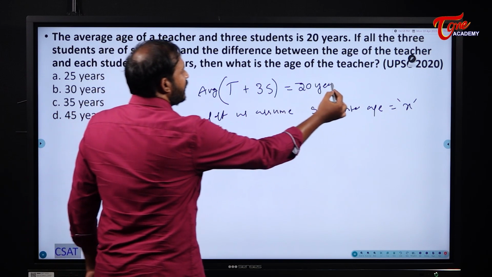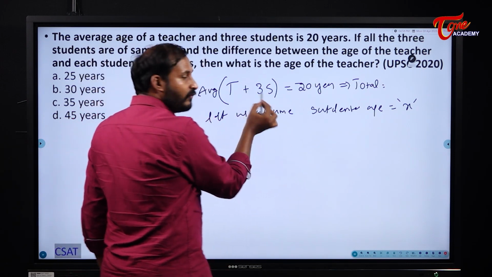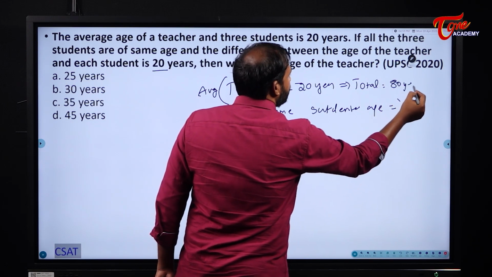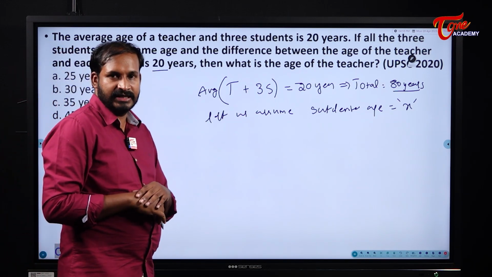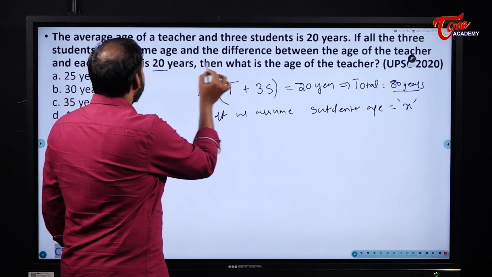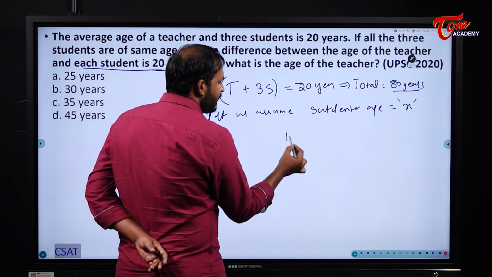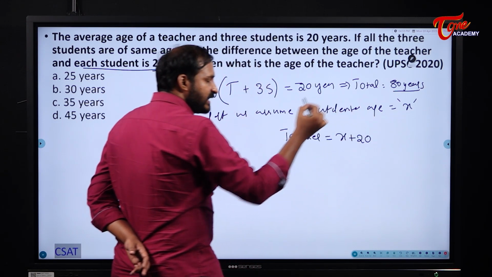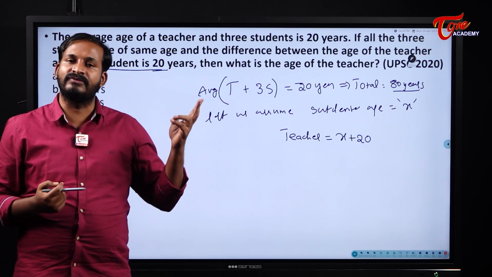And from this, the total sum of their ages is 20 into 4, right? Total 4 observations, one teacher and 3 students. Total 4 people. So 20 fours are 80 years. That means the total age of the 3 students and the teacher together is 80 years. And we assumed that one student's age is x. And the next thing they have given us is that the difference between the age of the teacher and each student is 20 years. Now tell me, what will be the age of the teacher? Teacher's age will be x plus 20, right? Why? Because if the student's age is x, the teacher's age will become x plus 20, because the age difference between them is 20 years.